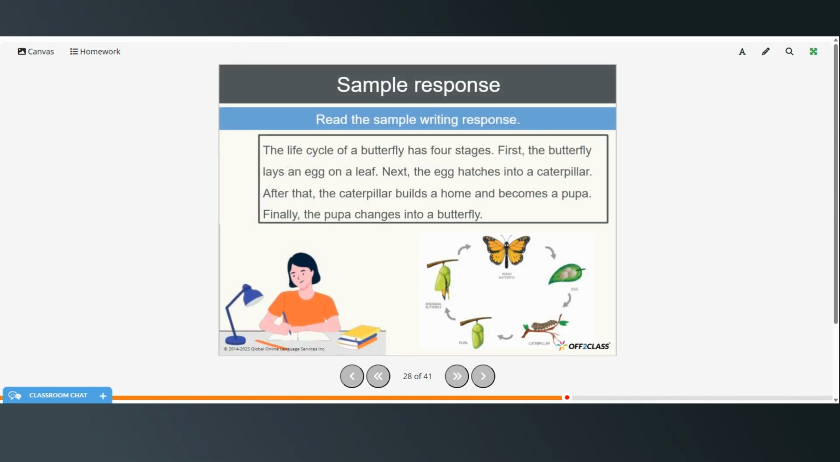The life cycle of a butterfly has 4 stages. First, the butterfly lays an egg on a leaf. Next, the egg hatches into a caterpillar. After that, the caterpillar builds a home and becomes a pupa. Finally, the pupa changes into a butterfly.